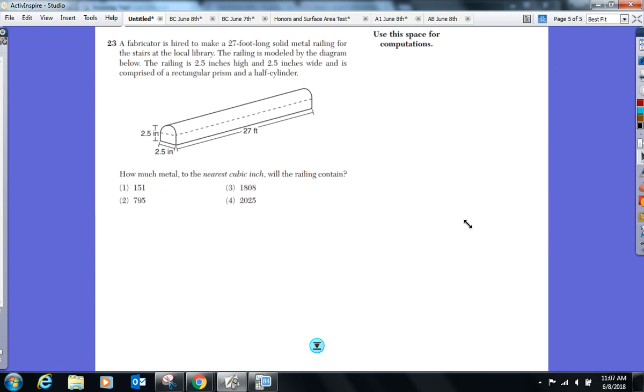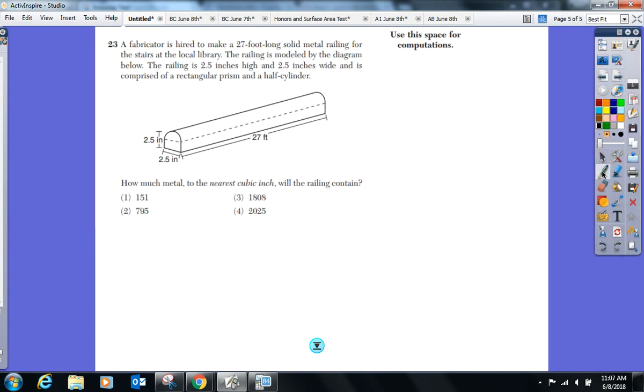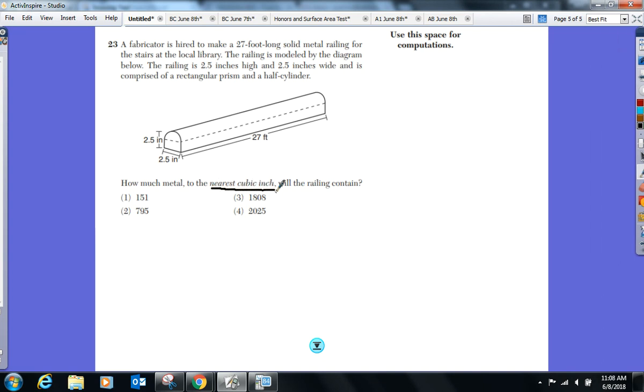Okay, here we go. It does not use that word, so I'm not going to use it, but it does say how much metal to the nearest cubic inch. What am I looking for then if it's cubic inch? Volume, even though that word does not come up. Here's another little tricky. This sucker was tricky. Here's why.